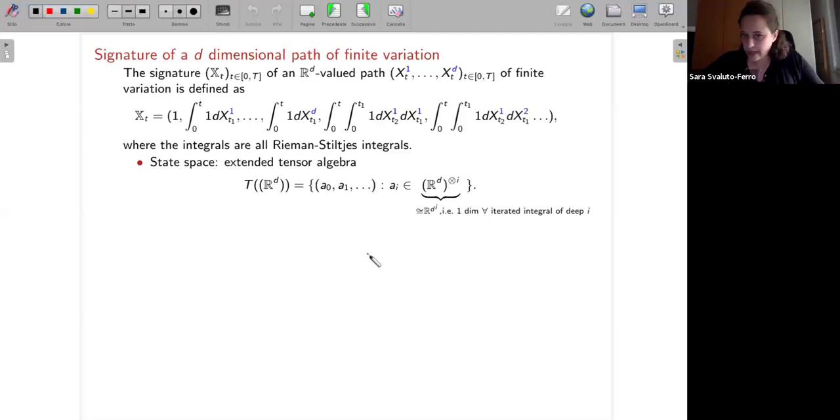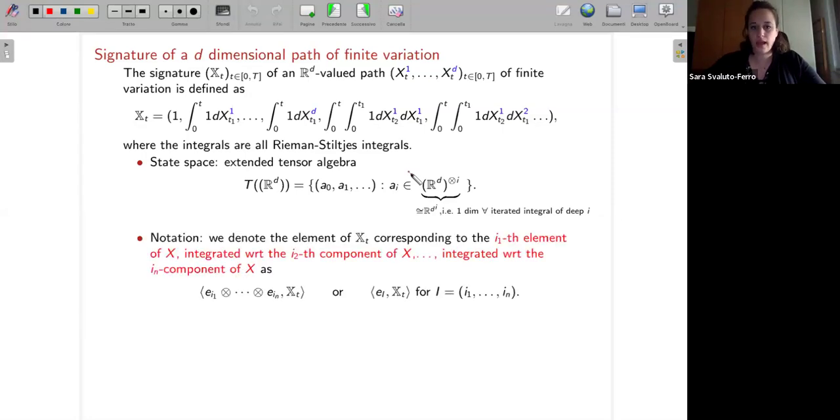Now, the space gets a bit more involved. Why? Because at level 1, we have d of them. At level 2, we have d squared of them. At level 3, we have d cubed. So the space is not flat anymore. At level 0, we have just one element. At level 1, d elements. At level 2, d squared. And so with the extended tensor algebra, it is more visible why we need this structure: a sequence where every element has as many spots as we need in order to save our iterated integrals.